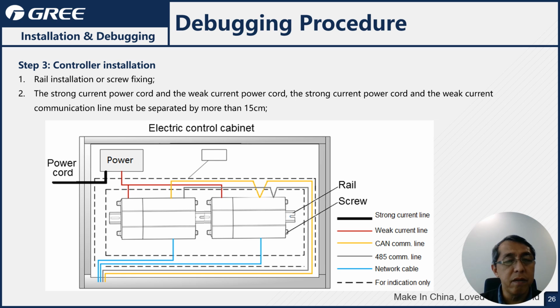Controller installation. Let's look at the debugging procedure. Rail installation or screw fixing. The strong current power cord and the weak current communication line must be separated by more than 15 centimeters. So you must allow for that. So that's why there should be a rail.